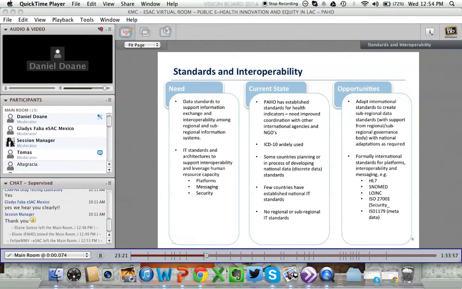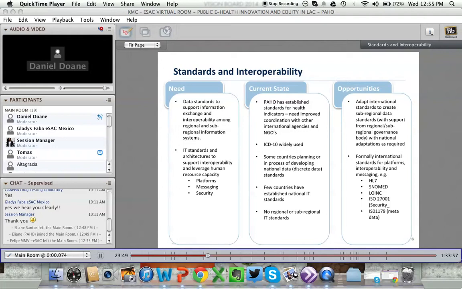Currently, we do have standards that are working in the region. Obviously, PAHO has established standards for health indicators. I think we still have challenges with coordination of those health indicator standards with other international organizations. Everyone, certainly from a programmatic area, can develop and build health indicator standards, and that can sometimes be burdensome on countries who are trying to meet different standards or different needs. But I definitely have seen an improvement of that over the years.